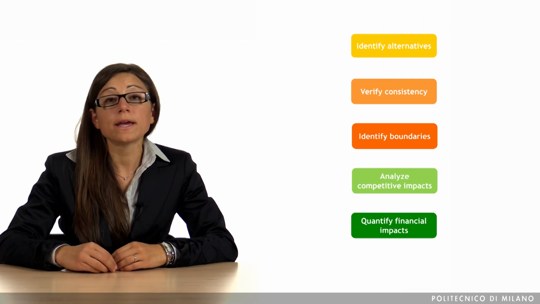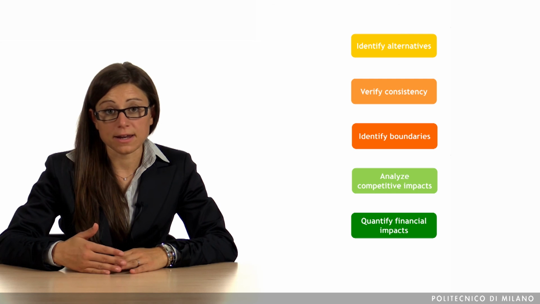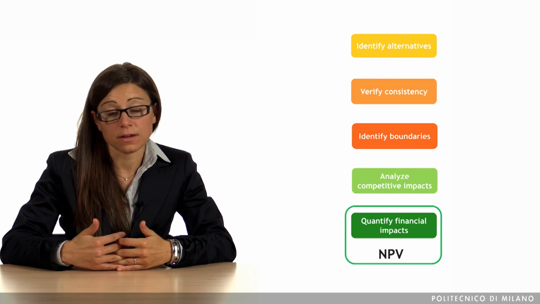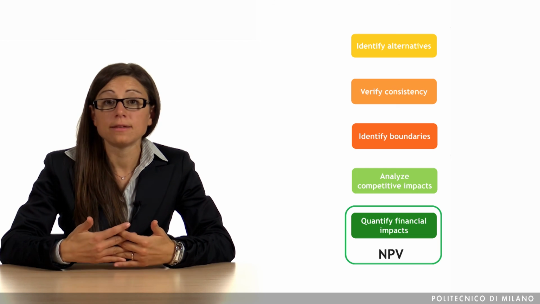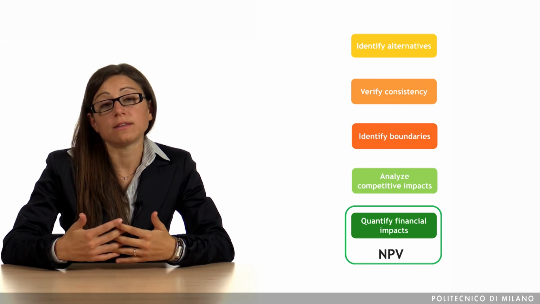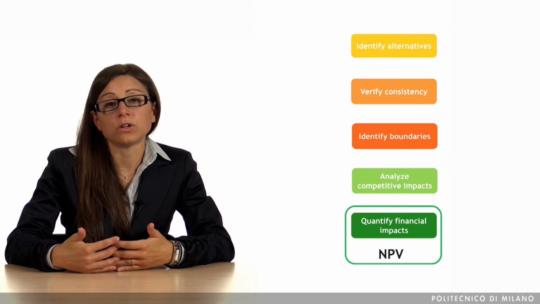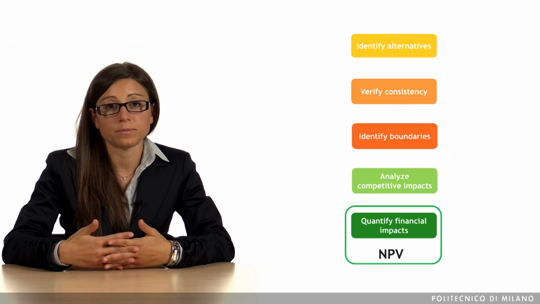Once we have analyzed the qualitative impact of our alternatives, we can now move to step number 5. In step number 5, finally, we can calculate the net present value. So we can quantify in economic terms, specifically in terms of cash generated, the impact of our alternatives. And so the alternative that we are going to implement will be the alternative that is able to generate the higher net present value.